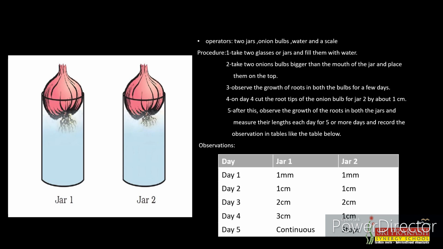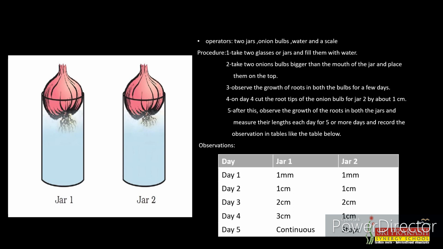Let us go with an activity. If you see this picture, there is a jar 1 and jar 2. Let us know about this activity further. The materials needed to try this activity are 2 jars, onion bulb, water and a scale. You might even require a knife to cut the roots of the jar 2 onion bulb.